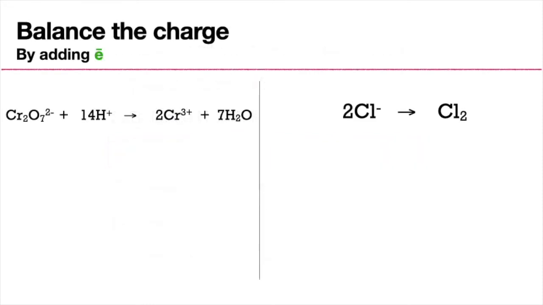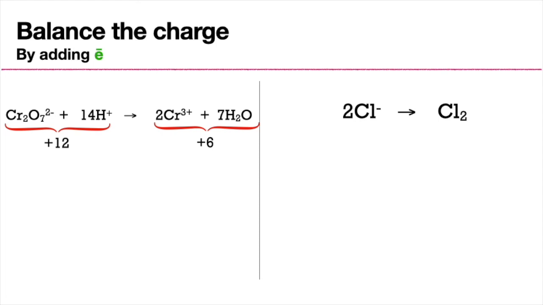One mole of dichromate brings the charge of -2, whereas 14 moles of hydrogen ion brings +14. Overall charge for the reactant side is +12. 2 moles of chromium ion brings the total charge of +6, and 7 moles of water will bring 0 charge. The overall charge for product side is +6.